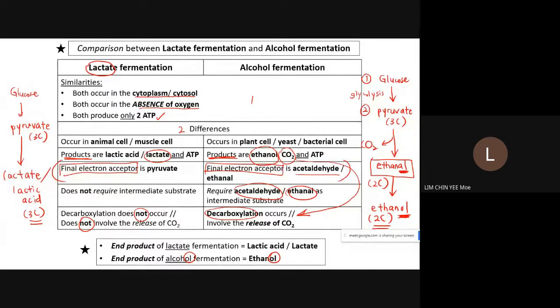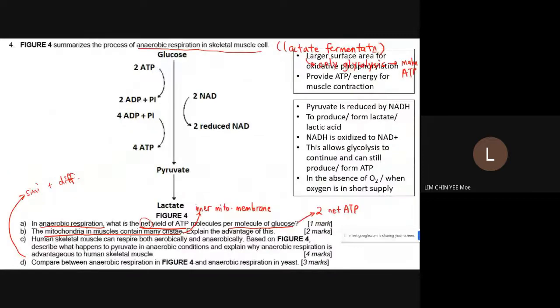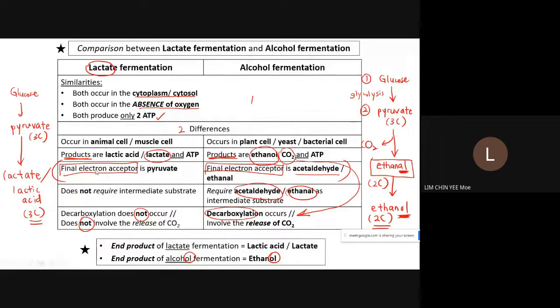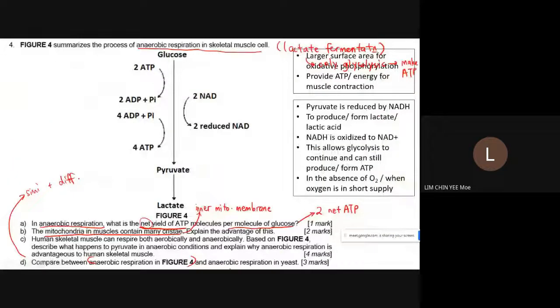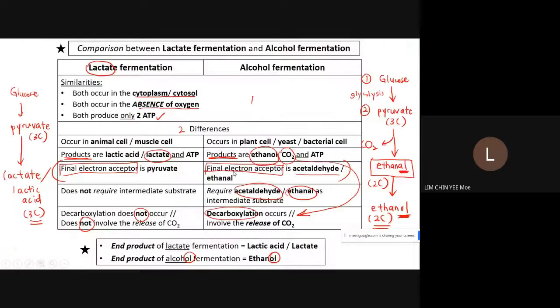And sebab soalan tu guna unknown, so sepatutnya you guna balik unknown. Anaerobic respiration in figure 4, the final electron acceptor is pyruvate, while anaerobic respiration in yeast, the final electron acceptor is acetaldehyde. Can you see how I do it? Yes, Miss. Is this clear?